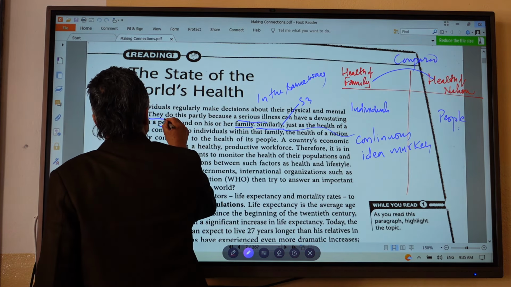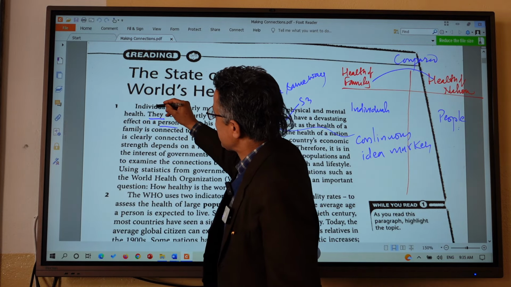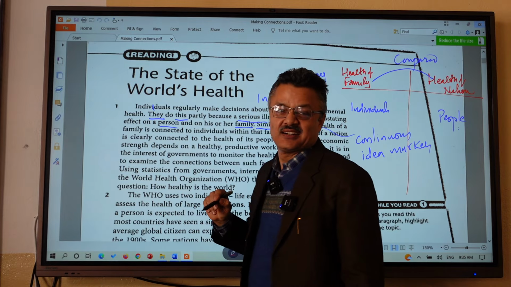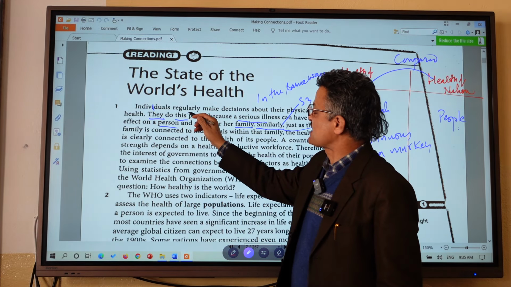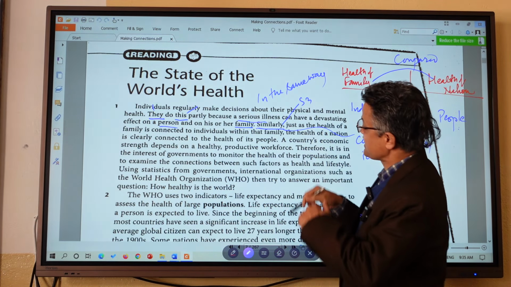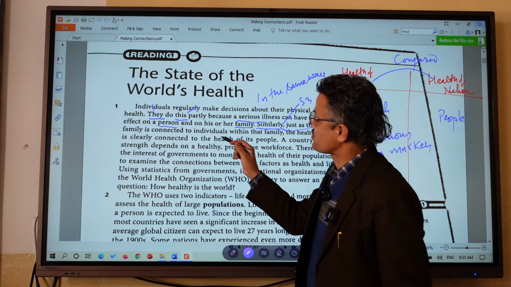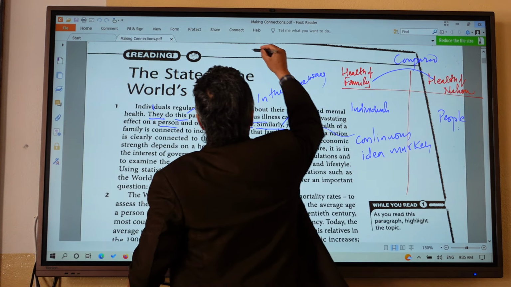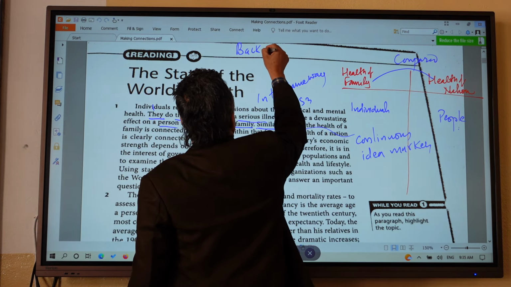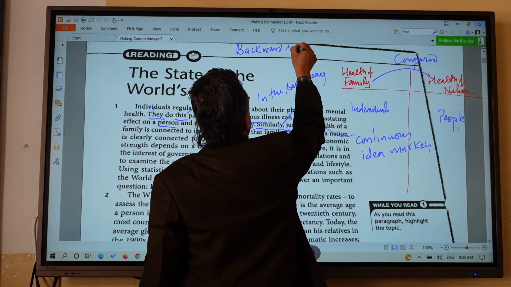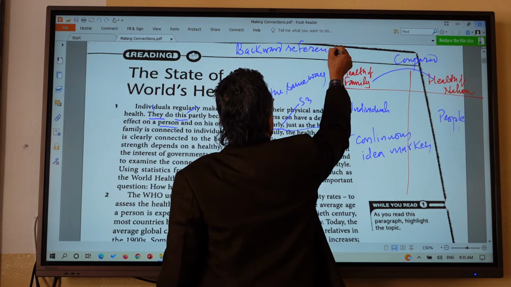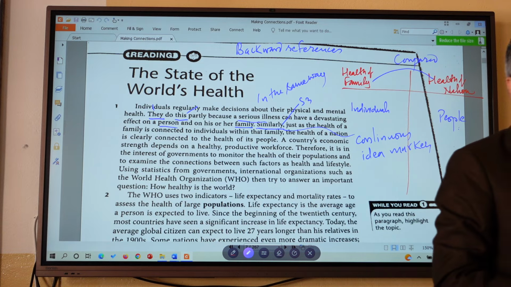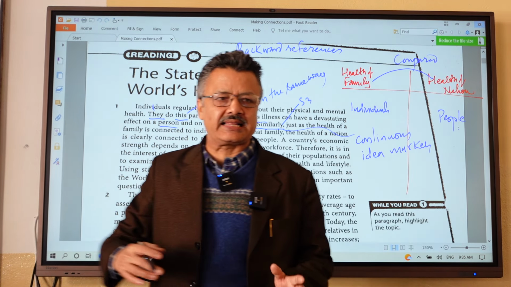They in sentence 2 refers to individuals in sentence 1. This in sentence 2 refers to the idea in sentence 1. In sentence 3, similarly refers to the idea in sentence 2. Such references are called backward references. What do we call it? Referring to an idea that has gone by.